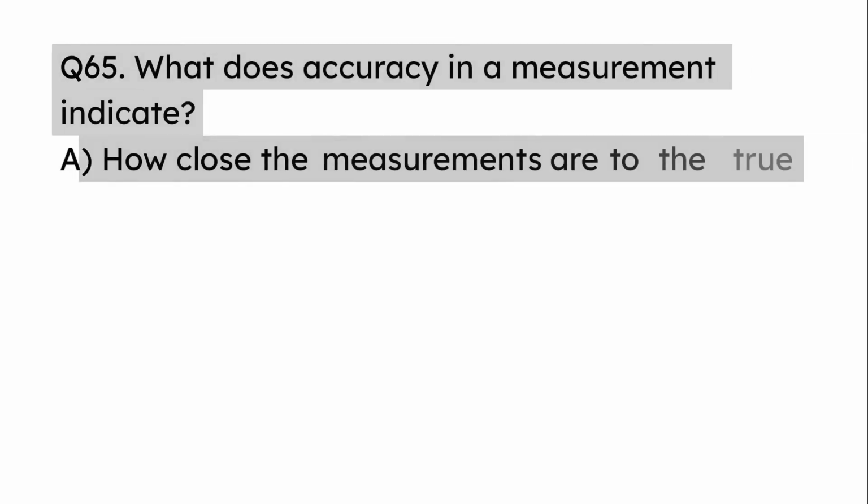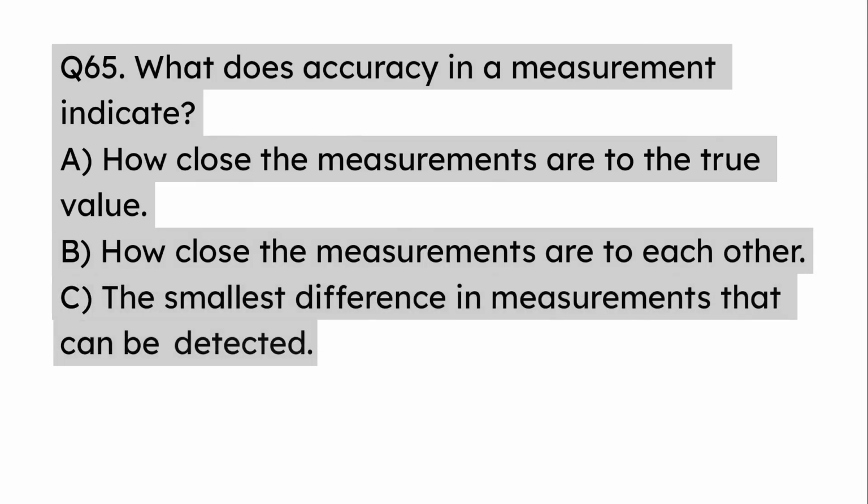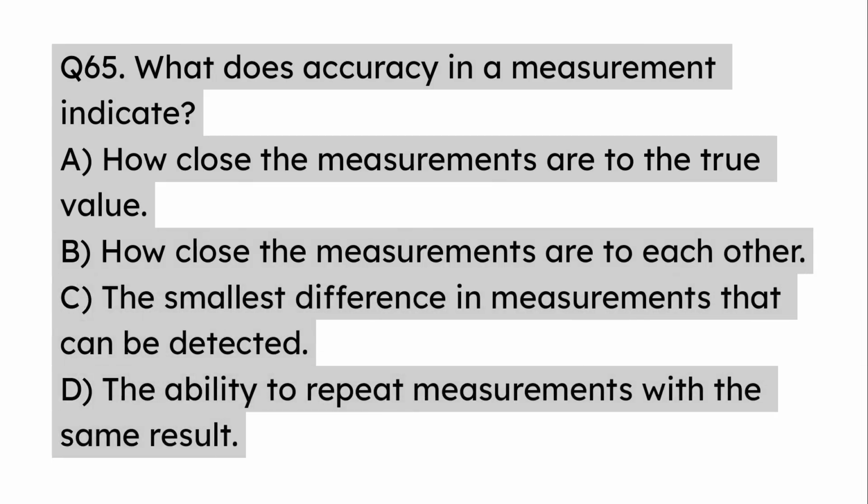Q65. What does accuracy in a measurement indicate? A. How close the measurements are to the true value. B. How close the measurements are to each other. C. The smallest difference in measurements that can be detected. D. The ability to repeat measurements with the same result.